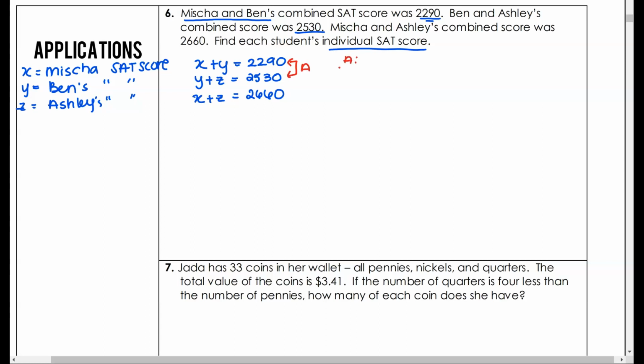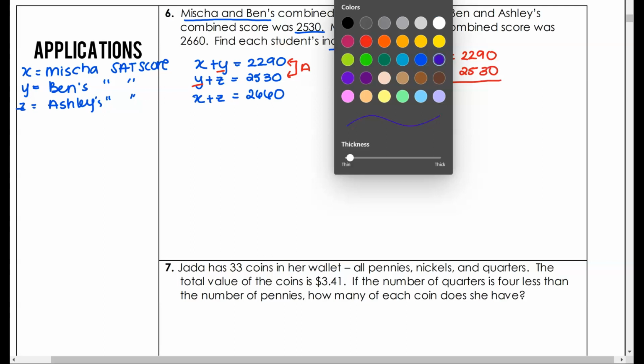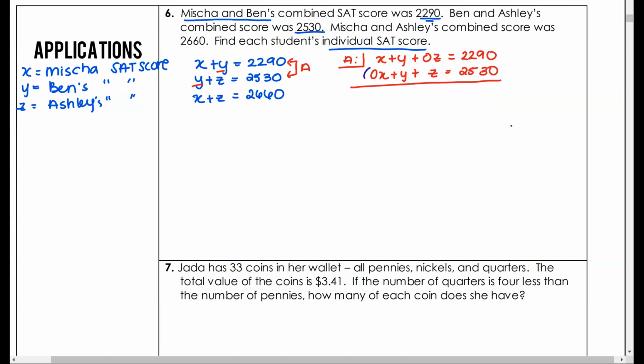So here in A, I'm going to ignore that last one. I'm going to have X plus Y plus 0Z, that placeholder for that Z, is 2290. Now, this next equation also has a Y, so that's why I'm getting rid of Y. So I can use those two. So I have 0X plus Y plus Z is 2530. So I'm going to combine both of these. I'm going to multiply that second equation by a negative. So just, instead of writing it in, just remember that that's a negative.